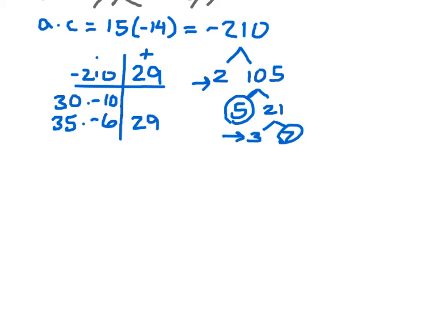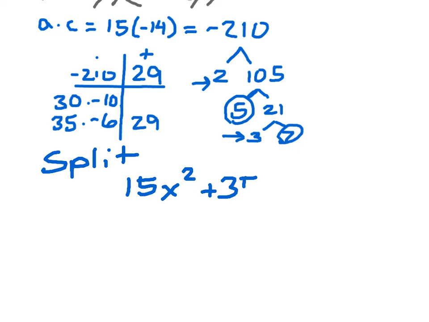So now I could split my middle term, so here's the split step. Which one's the middle term? The 29xy is the middle term, the B term. Okay. So 15x squared plus, and I'm going to go 35xy minus 6xy plus minus 14y squared. Okay? So you pretty much do the same thing. It's just, it seems more difficult because there's two letters instead.